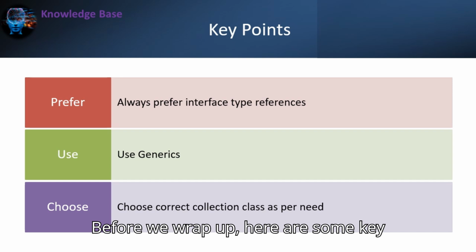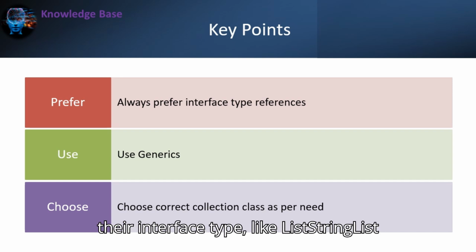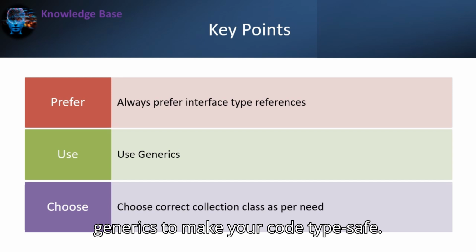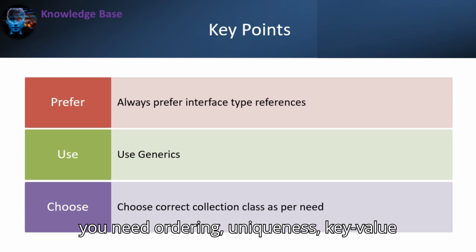Before we wrap up, here are some key points. Always declare collections using their interface type, like List<String> list = new ArrayList<>(). Use generics to make your code type safe. Choose the right class based on whether you need ordering, uniqueness, key-value pairs, or FIFO behavior.